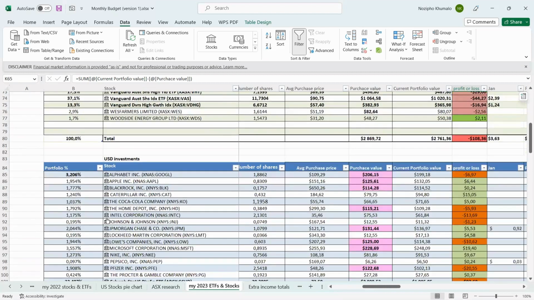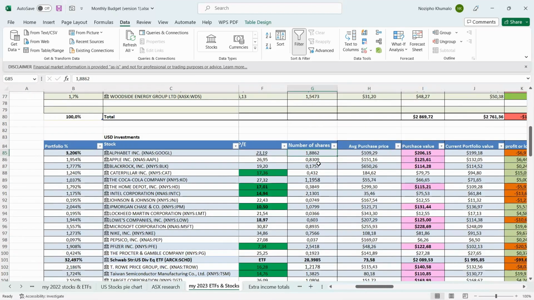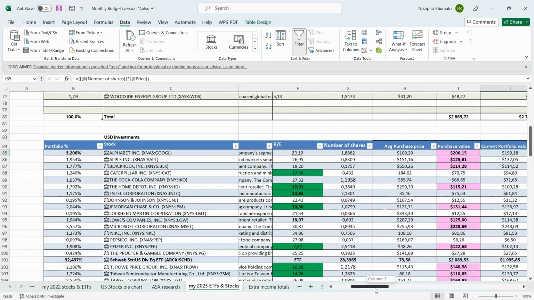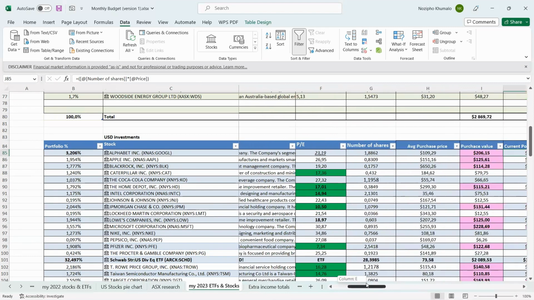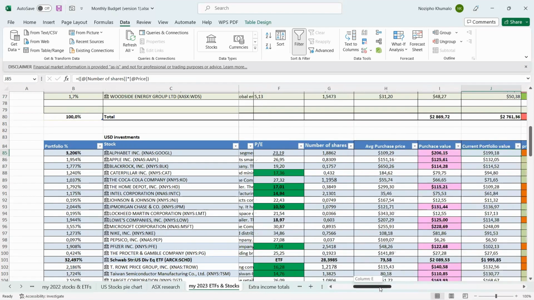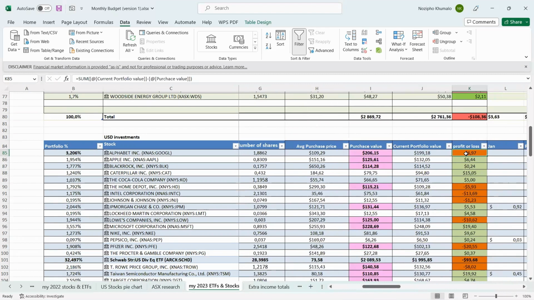Same thing applies to my US dollar investments. Number of shares I input myself. Average purchase price I input myself. Purchase value I also input myself. Portfolio value is calculated by taking the price, which is from this column, and multiplying by the number of shares, which is from that column. So that's how we get the current portfolio value. And then for profit or loss, it's just the difference between these two numbers.